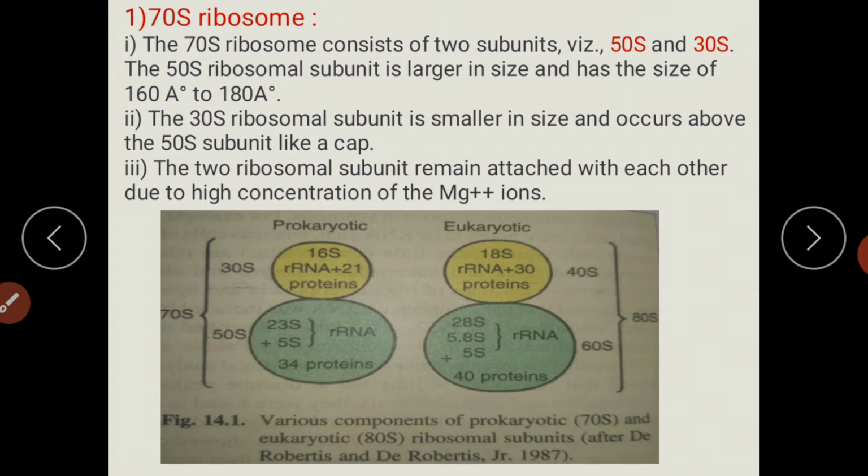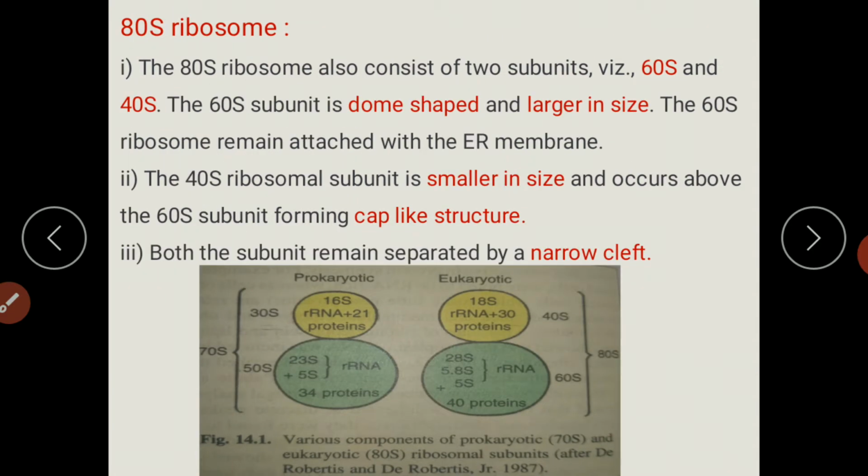So now let's see the 80S ribosome. The 80S ribosome also consists of two subunits, that is the 60S and 40S subunits. The 60S subunit is dome shaped and larger in size, as in the case of the 70S ribosome. The 60S subunit remains attached to the endoplasmic reticulum, as I told you. The 40S ribosomal subunit is smaller in size and occurs above the 60S subunit, forming a cap-like structure.